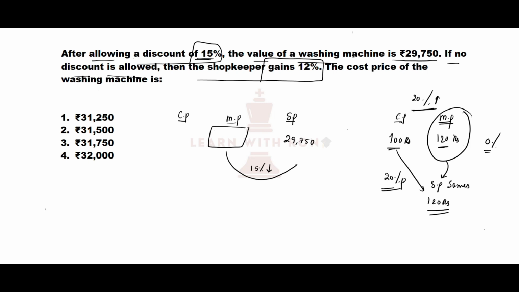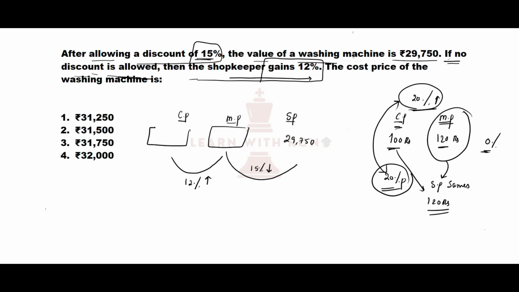So when I don't give any discount, the percentage increase from the cost price and the profit are both the same, right? Now see the sentence here. If no discount is allowed, then the shopkeeper gains 12%. So here the profit and the increase from the cost price are both the same. So there is a 12% increase on the cost price. First they increased 12% and again they decreased 15%, so the resulting value is 29750.